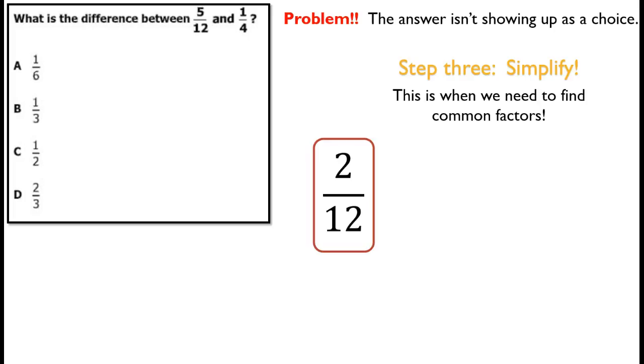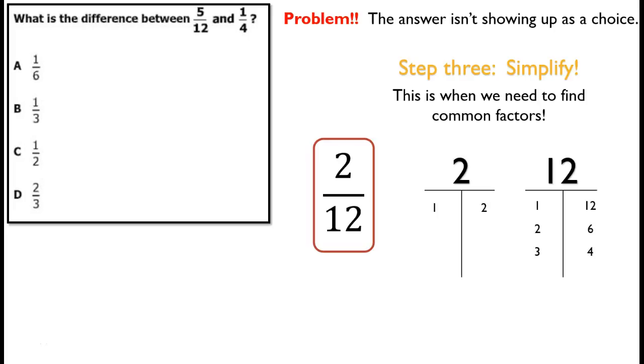So we're going to make our t-charts. And we're going to start finding our factors. So for 2, it's only 1 times 2. For 12, it's 1 times 12, 2 times 6, 3 times 4. Okay, so now for this one, let's find which ones are in common. All right, so now we need to find the greatest common factor. Which one is that? Yes, it is the 2.